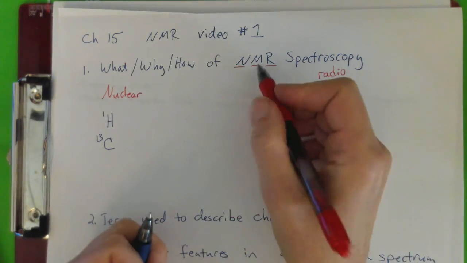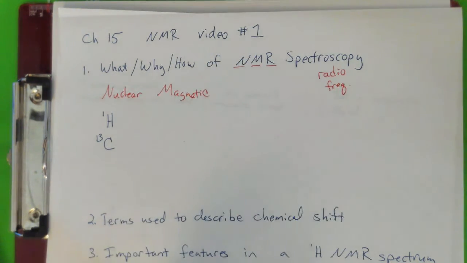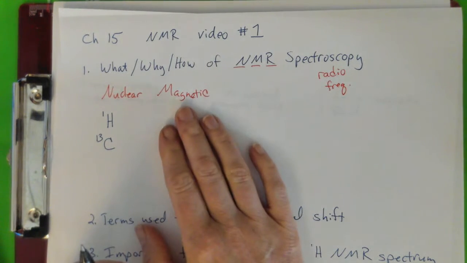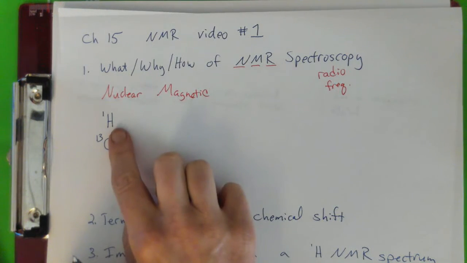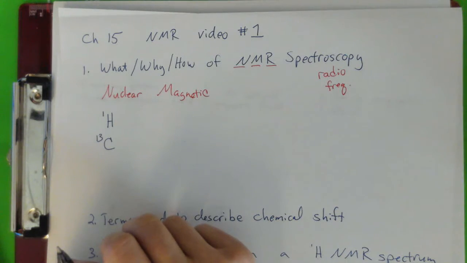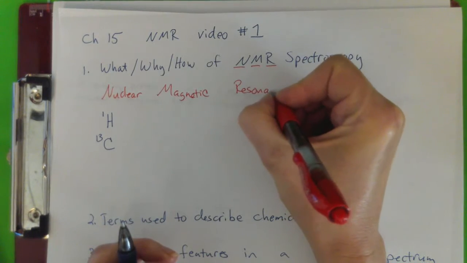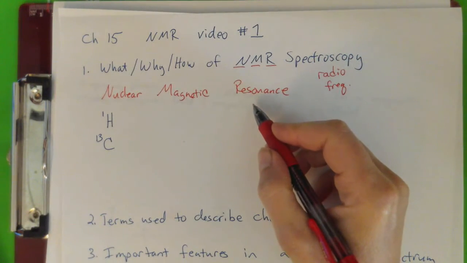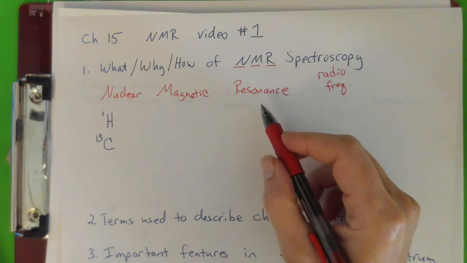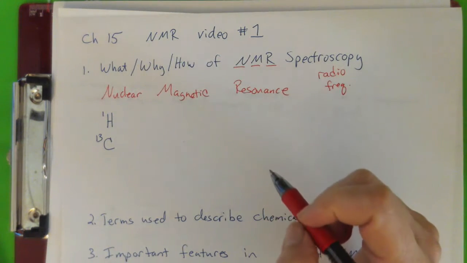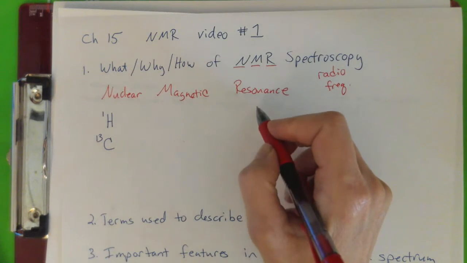The next piece here, M, is for magnetic. So in NMR spectroscopy, you need a magnet to generate a magnetic field. And we'll talk about why that's the case and how that relates to nuclear spin. And then the R stands for resonance. This is not referring to the type of resonance that you are used to, like drawing resonance structures for benzene or for a carboxylate anion. So we'll talk about what this is referring to.